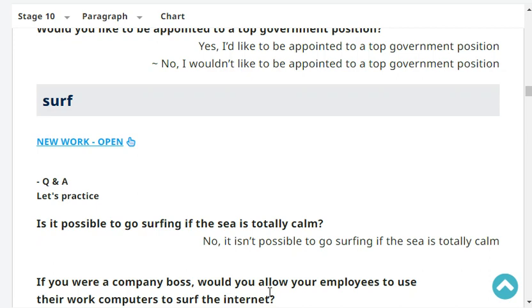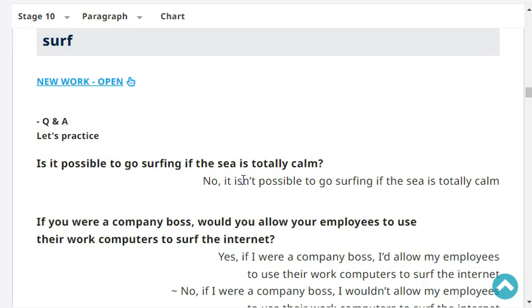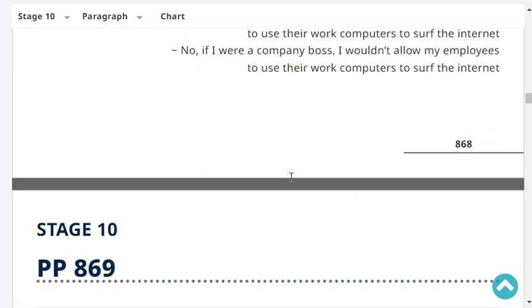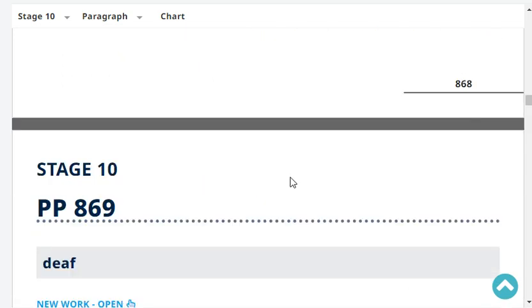If you were a company boss, would you allow your employees to use their work computers to surf the internet? Yes or no? No, if I were a company boss, I wouldn't allow my employees to use their work computers to surf the internet.